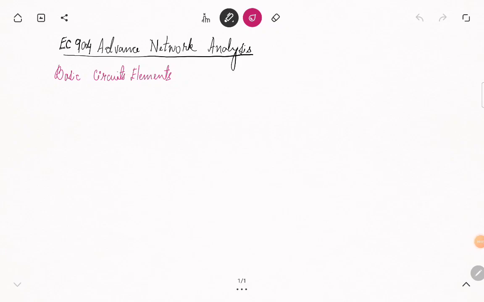Welcome to the class of Advanced Network Analysis. It starts with the first topic, Basic Circuit Elements. But before we come to these basic circuit elements, let us try to know what is a circuit and what is a network.